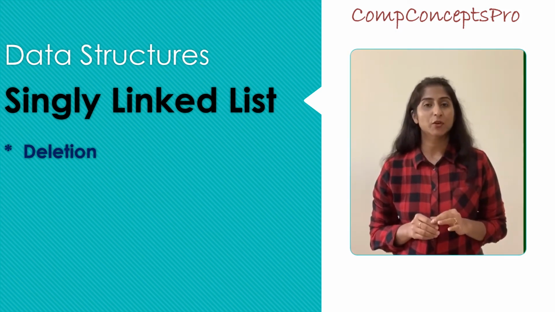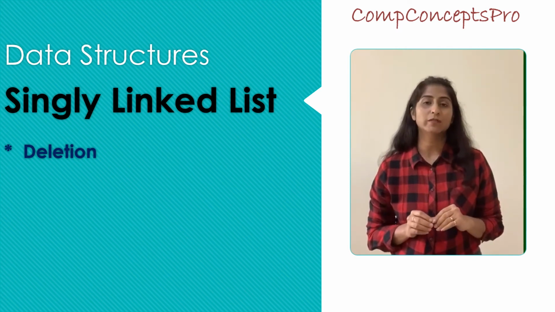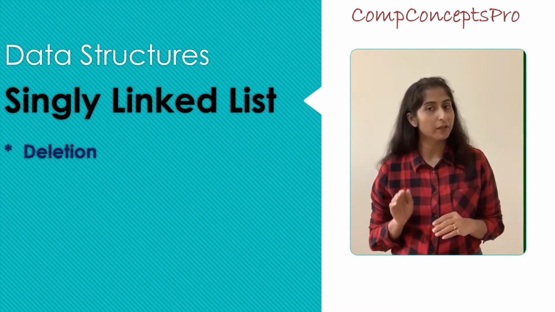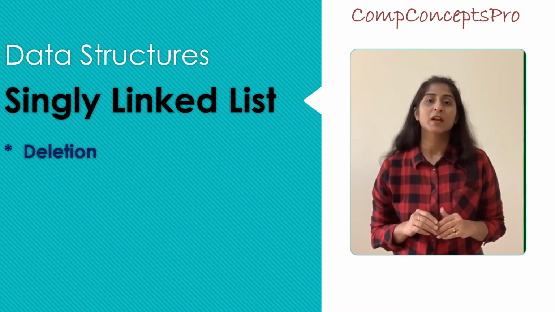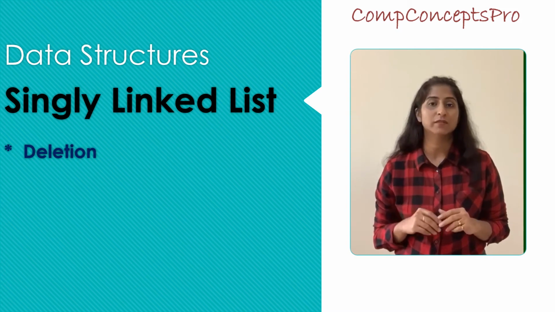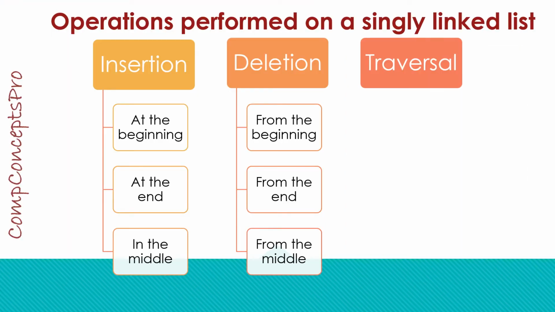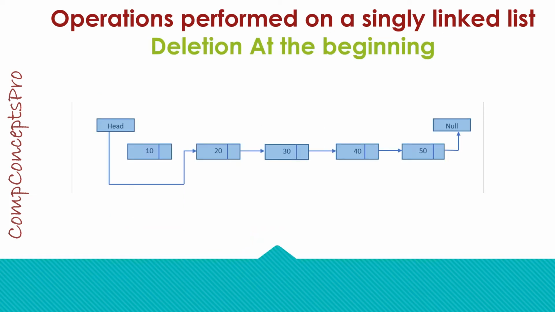In my last video, we had discussed insertion operation on a singly linked list, and today we are going to see how we can delete a node from a singly linked list. Same as insertion, we are going to see deletion also in three ways. So deleting a node from a linked list is also done from three locations, which are beginning of the list, end of the list, and deletion from a specific location. First we'll see deletion from the beginning.